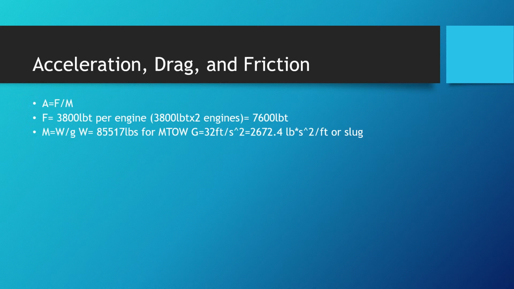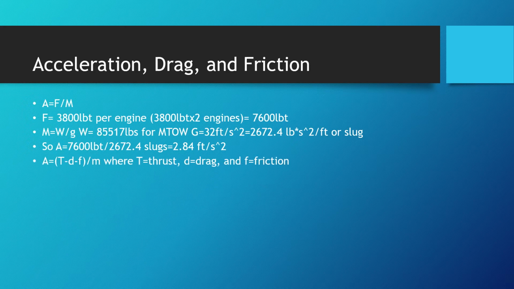That comes out to be about 2,672.4 pounds per foot per second squared, and that unit is also called a slug. Then we plug that into our equation. So a equals 7,600 pounds of thrust divided by 2,672.4 slugs, and we get 2.84 feet per second squared for acceleration, without assuming those two other factors I already talked about. So now we'll get into that part of it.